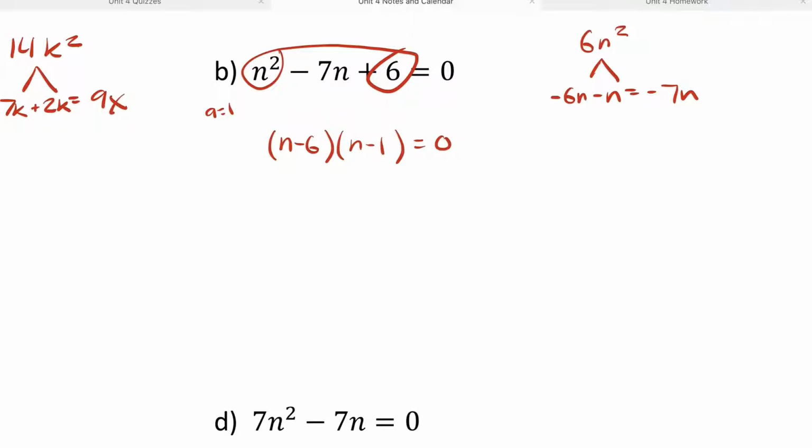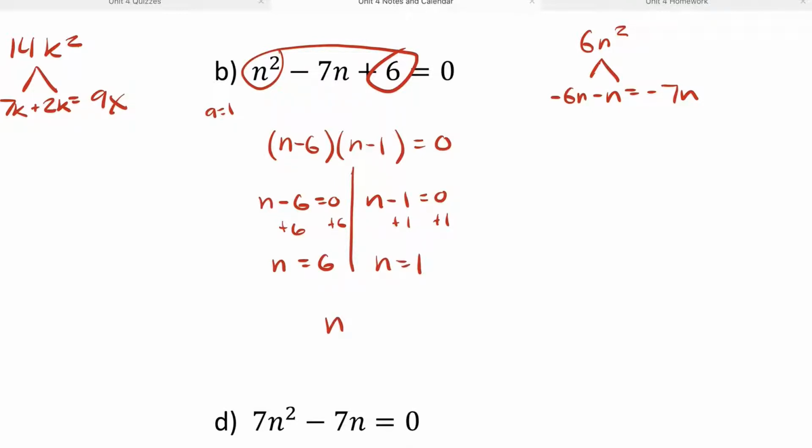We'd set the factors to 0. So n minus 6 is equal to 0, and n minus 1 is equal to 0. We would add 6 to both sides, which gives n equals 6, and add 1 to both sides, n equals 1.